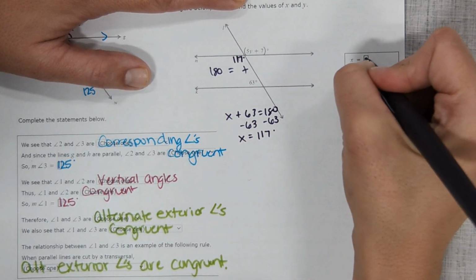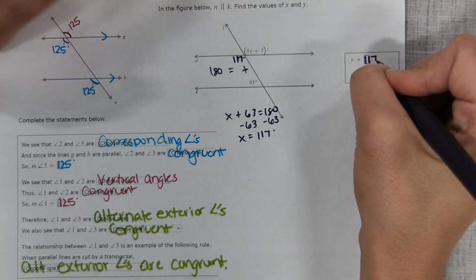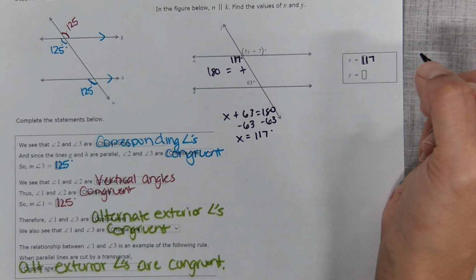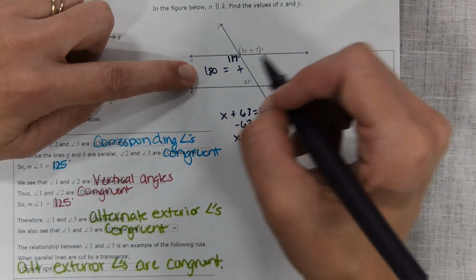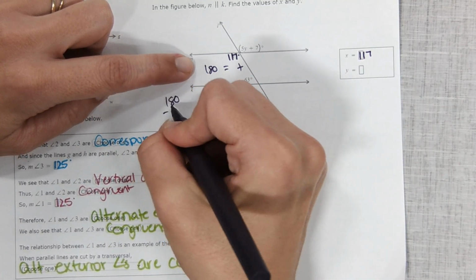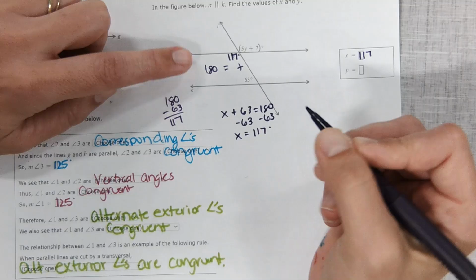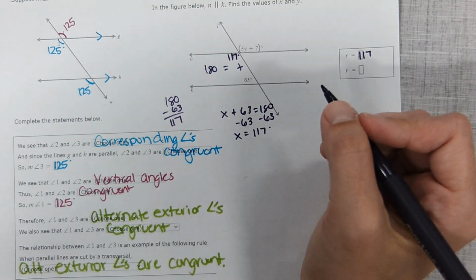And then put that in the box right away, so that way at least you get half credit, you don't forget. You could set up an equation like this, or you could know to do 180 minus 63 to get 117, whatever is best for you.